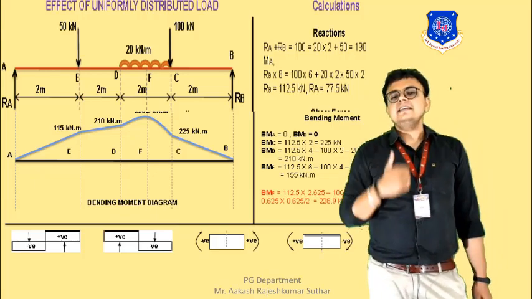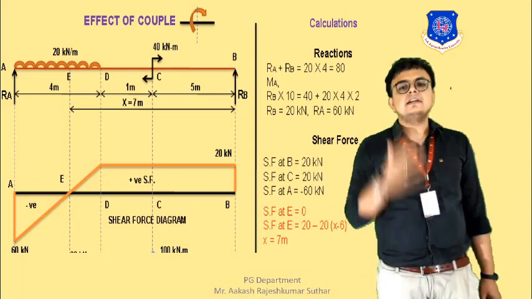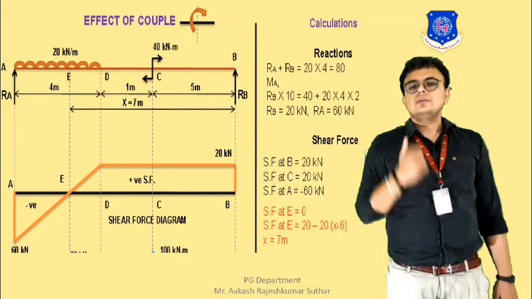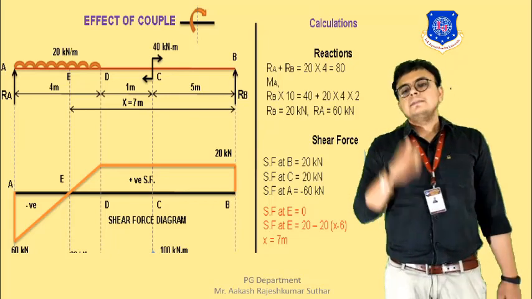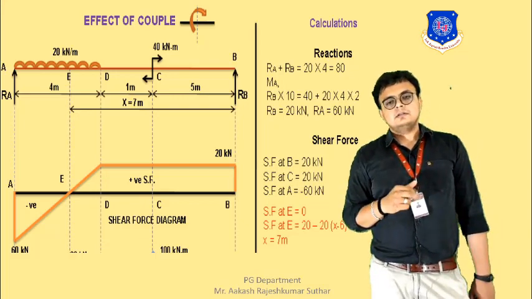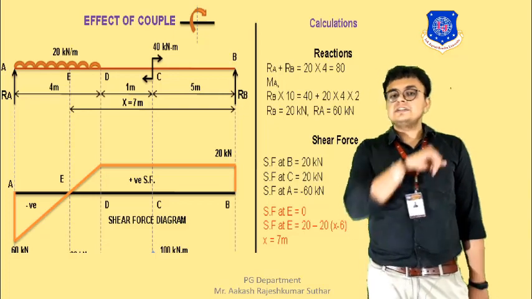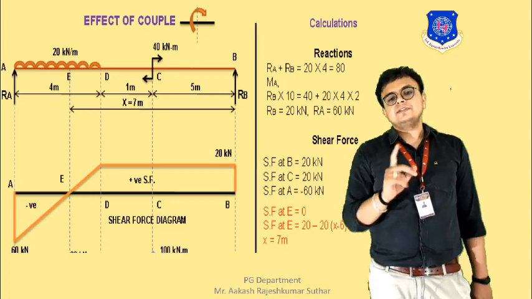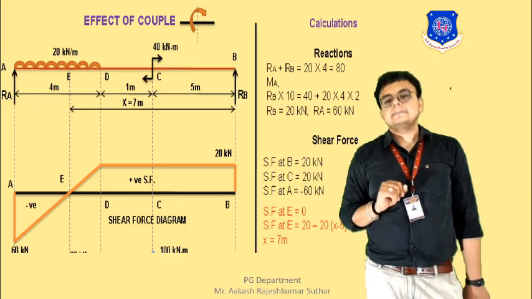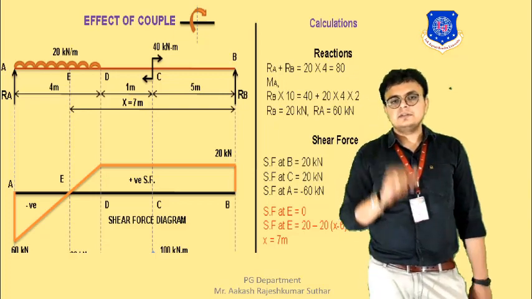Now let's see a problem related to a couple. Means whenever a couple is acting on a beam, then in this way we can solve the beam. So here we have the two reactions, that is RA and RB, over which we have the UDL from A to D, and we have the couple at point C. A 40 kilonewton meter couple is acting on it. Okay, you can see in the figure.